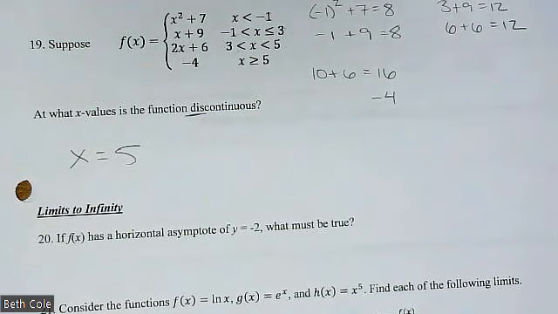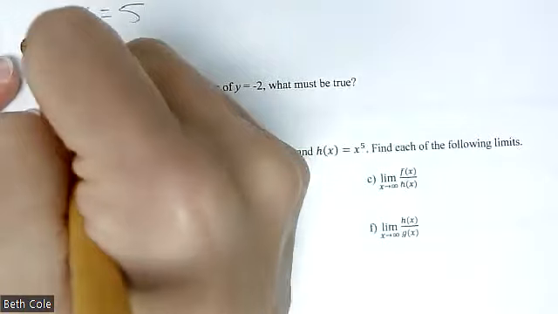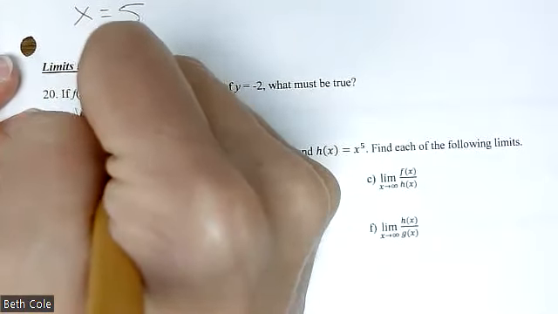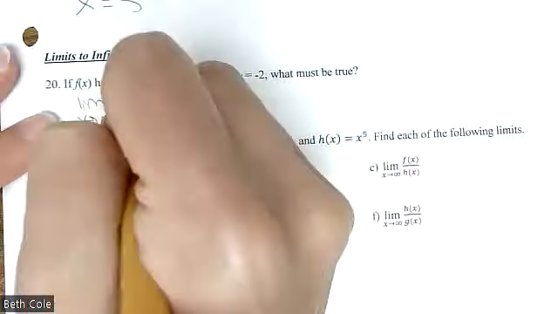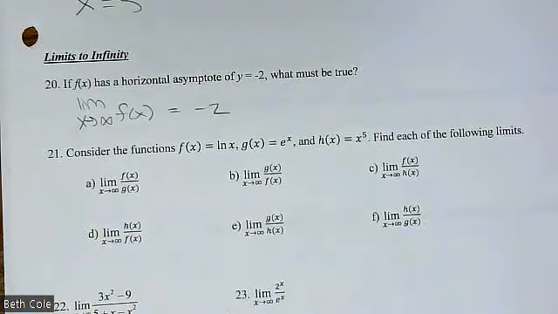All right, here we have our limits to infinity. If you have a horizontal asymptote, just visually think about that. Both sides are leveling off at -2. What must be true? It means your limit as x goes to infinity of the function equals -2. If you have a horizontal asymptote somewhere, it means your limit to infinity is going to level off there.